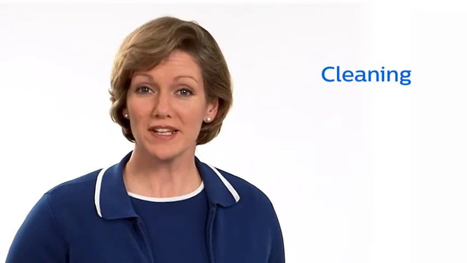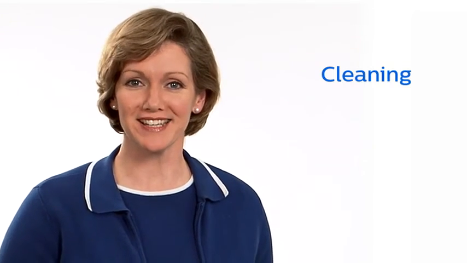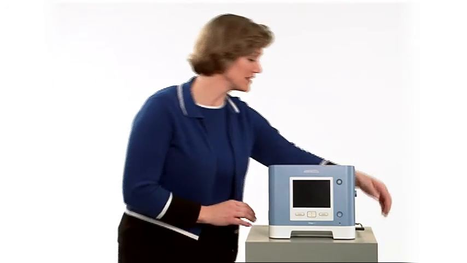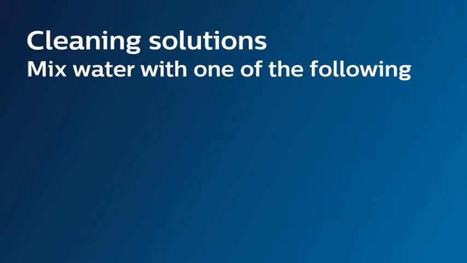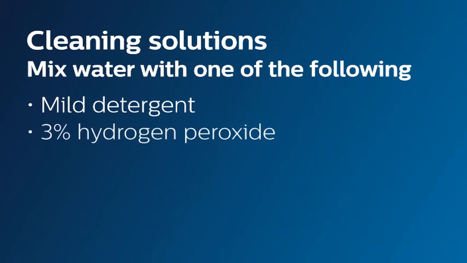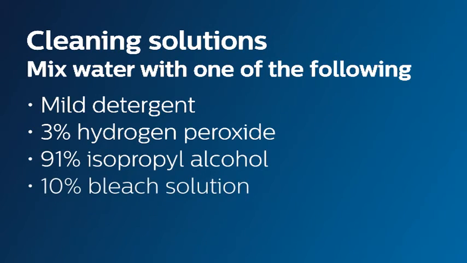The Trilogy 100 ventilator is a medical device, so it is important to keep it clean. To avoid electrical shock, begin by unplugging the ventilator. You can wipe down the outside of Trilogy with water mixed with one of a number of different cleaners: mild detergent, 3% hydrogen peroxide, 91% isopropyl alcohol, or a 10% bleach solution.